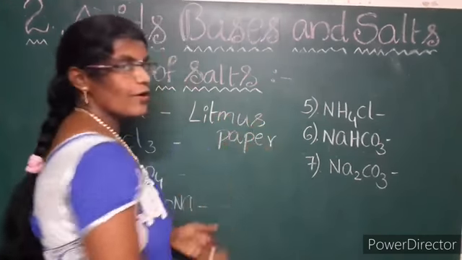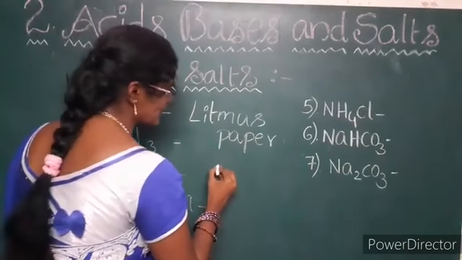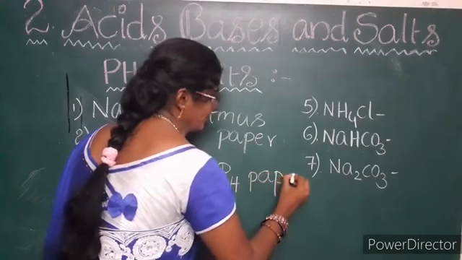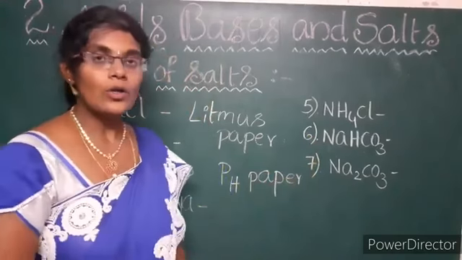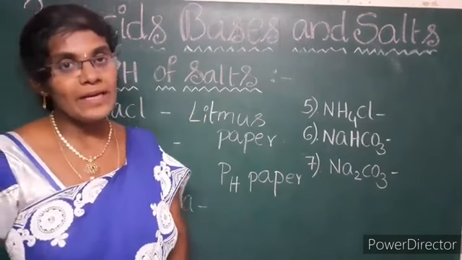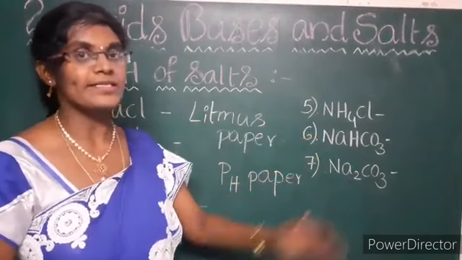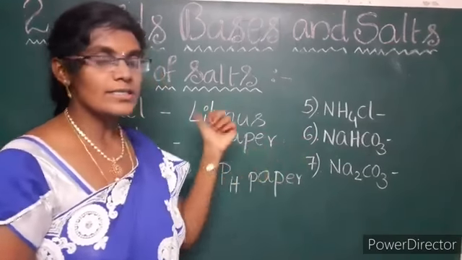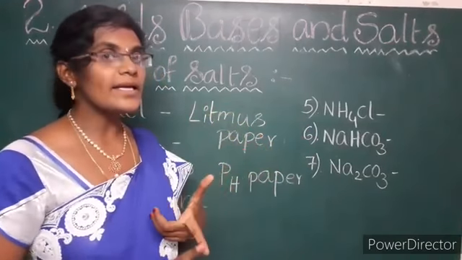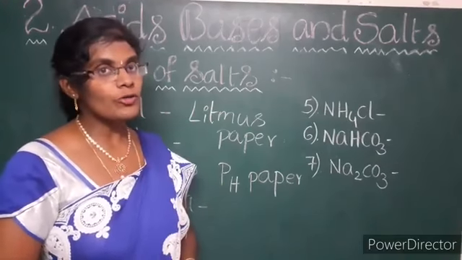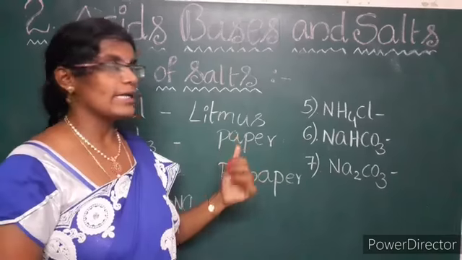And find the pH of these solutions with pH paper. And also identify the acids and bases used to form these salts. And next, classify these salts into acidic, basic and neutral. And note down your observations in a table.